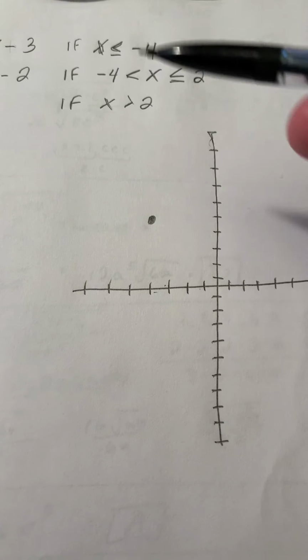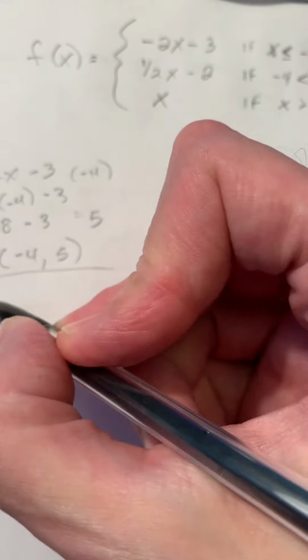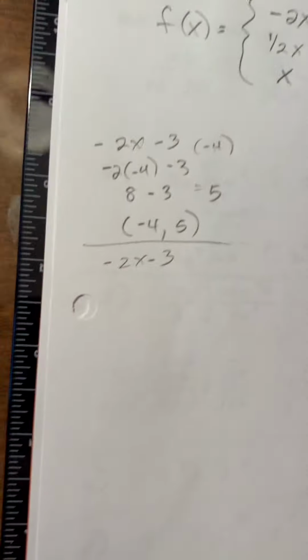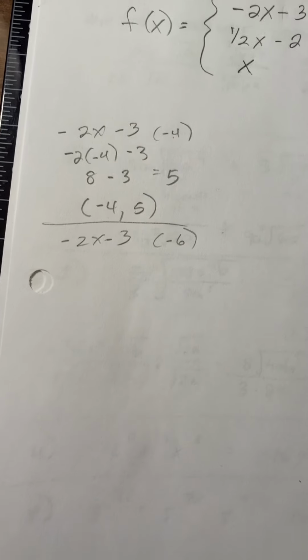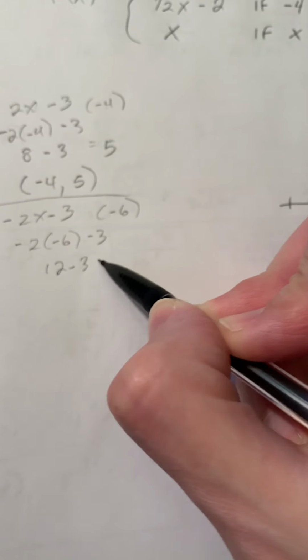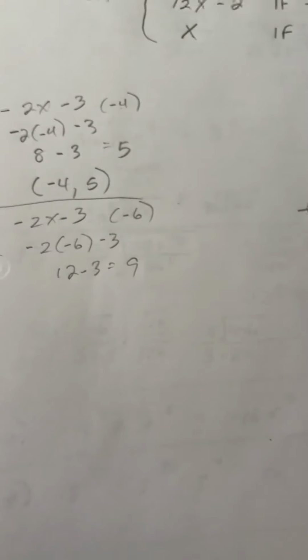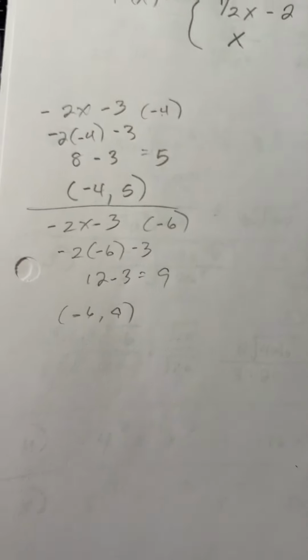Well, you can always just pick a number that's less than negative 4 and plug it back in again. So let's do the same thing. We got negative 2x minus 3, the same equation. I'm going to choose negative 6 this time, just choosing a number lower than negative 4. So negative 2 times negative 6 minus 3. That's 12 minus 3, which is 9. That's the coordinate negative 6, 9.